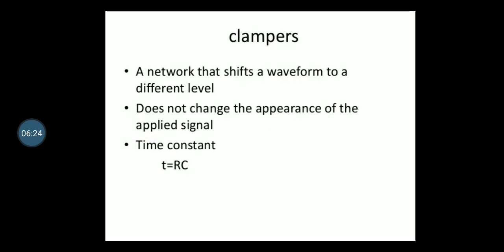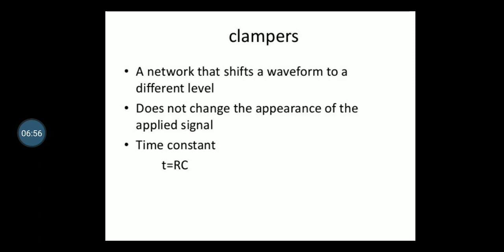Now, clampers. A clamper is a network that shifts a waveform to a different level, and it does not change the appearance of the applied signal. Time constant is given by T = RC. A clamper is also known as a DC inserter or restorer. The circuit is used to add a desired DC level to the output voltage.